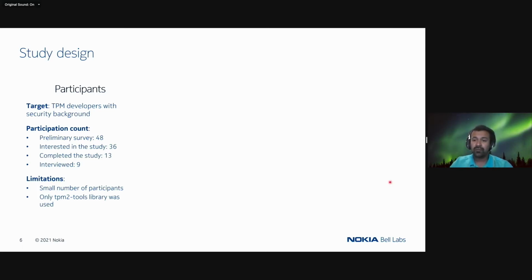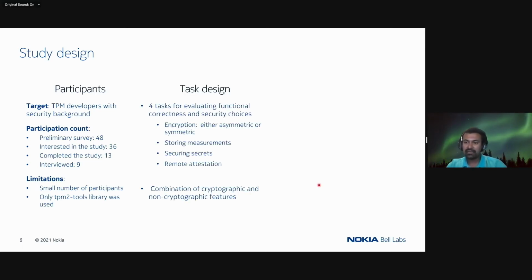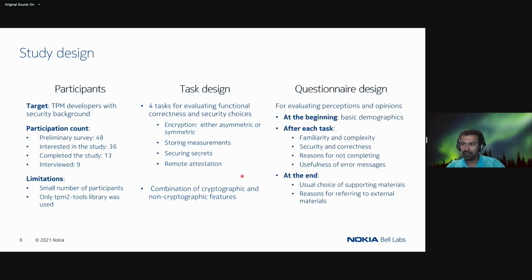So we designed 4 tasks that combined cryptographic and non-cryptographic features of the TPM. The first task was encryption, where half of the participants got symmetric and the rest got asymmetric encryption. Storing measurements, securing secrets, and remote attestation tasks were common to all participants. Our study also contained a questionnaire to collect the perceptions and opinions of our participants.